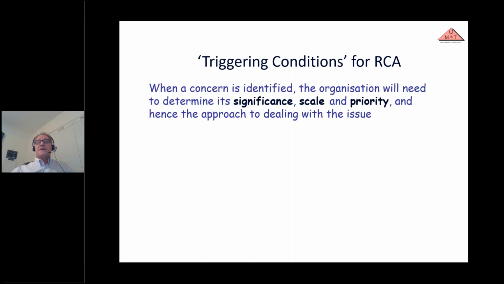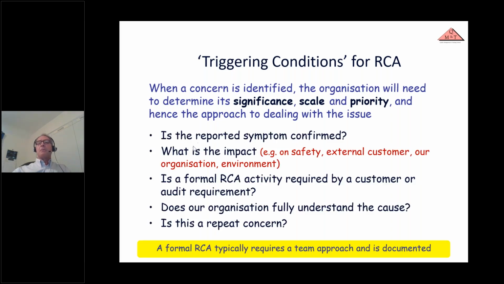First of all, when a concern is identified, the organisation should determine its significance, its scale, its priority, and hence the approach to dealing with the issue. So it goes through a kind of filtering activity. A few examples of triggering conditions are shown on the screen now. Is the reported symptom confirmed? Do we agree that yes, there is an issue that needs to be resolved?